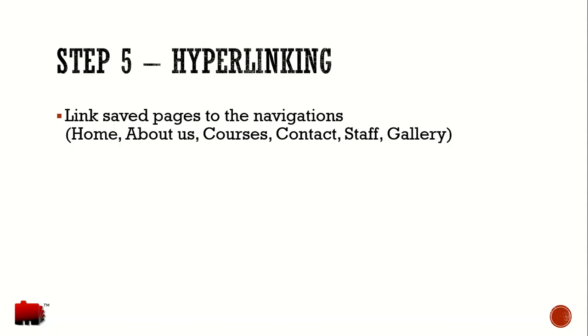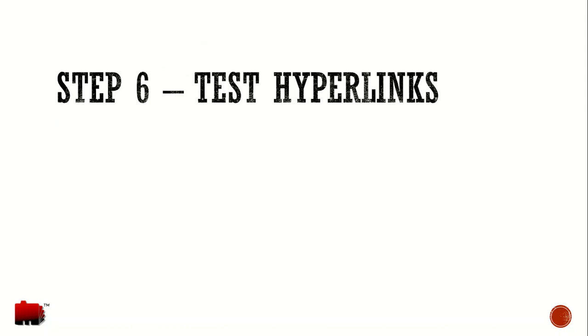The next one, after saving the pages by navigation, is putting them together. We have something called a link. You need to link them together to form one website. Let's assume that you have pages like home, about us, courses, contacts, staff, and gallery. All these navigations, you need to combine into one section. That is hyperlinking. Then, after linking the pages, you need to test them. You have to click them one by one to see that each page is working correctly.